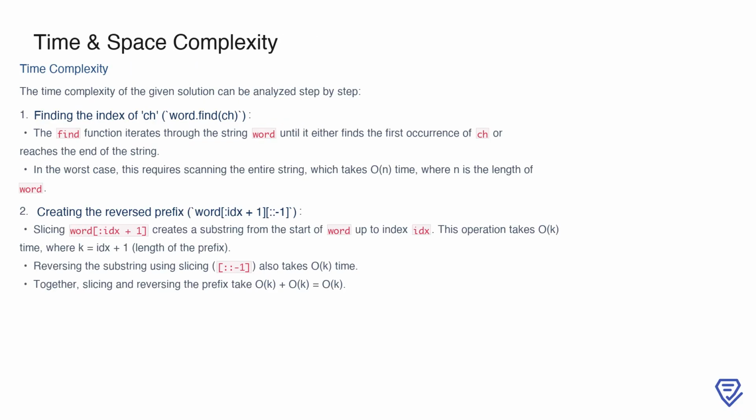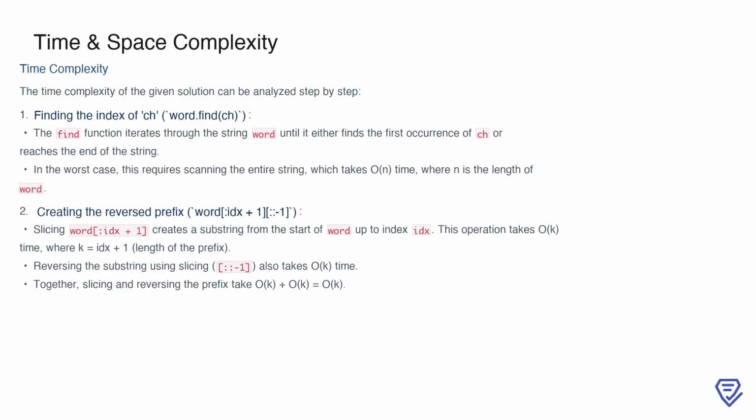To analyze the time complexity of our solution, let's break it down into individual steps. The first step involves finding the index of the character ch using the find function. This function scans through the string, character by character, until it either finds the target character or reaches the end of the string. In the worst case, this requires examining every character, making it an O(n) operation, where n is the length of the string.